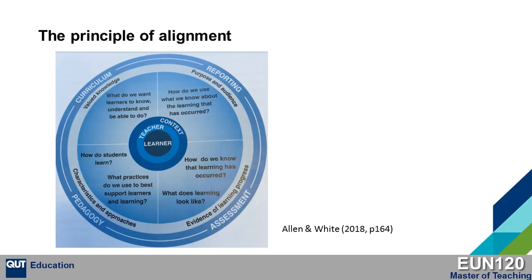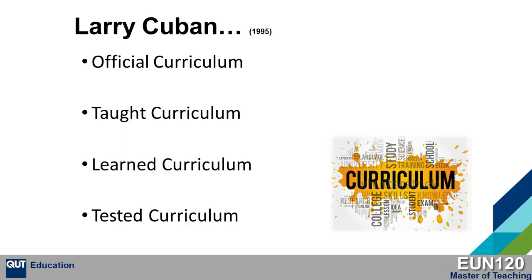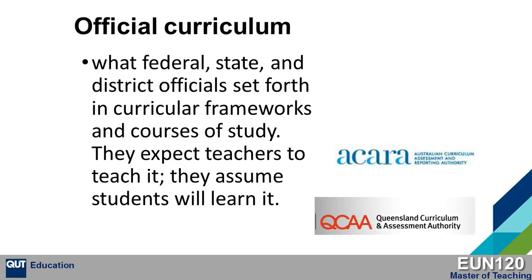So let's look at the work of Larry Cuban from 1995. He suggests that there are at least 4 different curricula in use in our schools: official, taught, learned, and tested. By official, he meant what the federal, state or district officials set forth as what should be taught in schools.